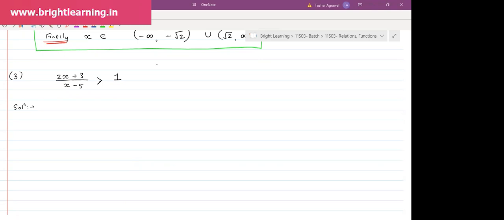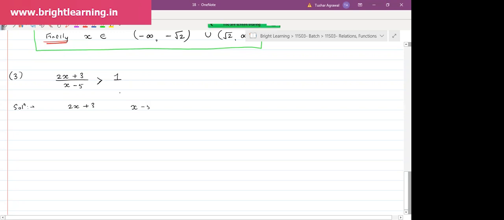So the problem here is, if you think you will multiply by x minus 5, that can be done, but that will be a problem. If you multiply both the sides by x minus 5, you get 2x plus 3 on the left, and the denominator gets cancelled. If I multiply the right side by x minus 5, it becomes x minus 5. So now the problem arises.